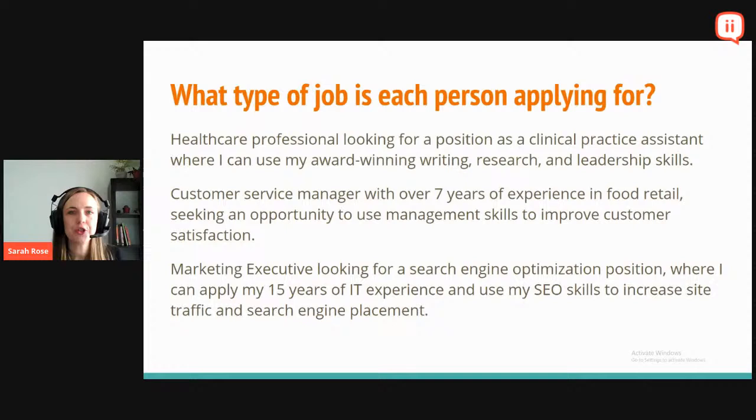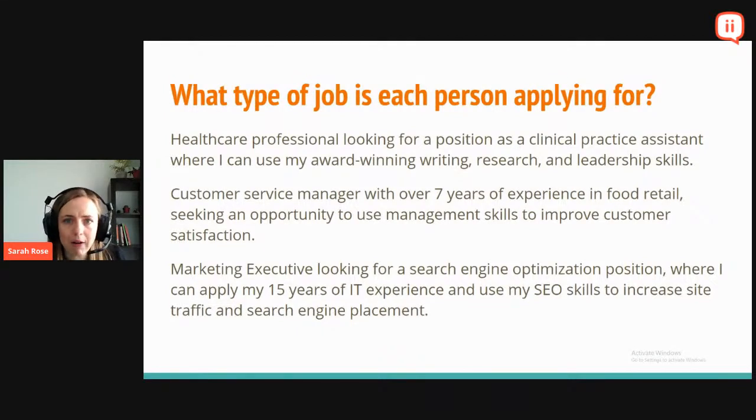Okay, let's do two and then three. Customer service manager with over 7 years of experience in food retail, seeking an opportunity to use management skills to improve customer satisfaction. What job is that person looking for? And number three, marketing executive looking for a search engine optimization position where I can apply my 15 years of IT experience and use my SEO skills to increase site traffic and search engine placement.